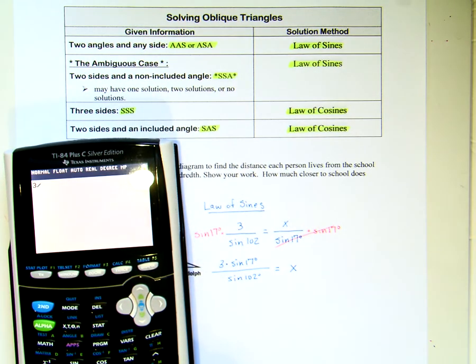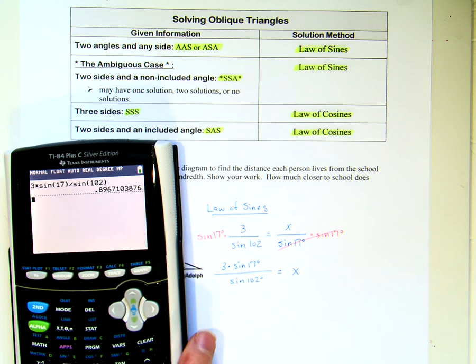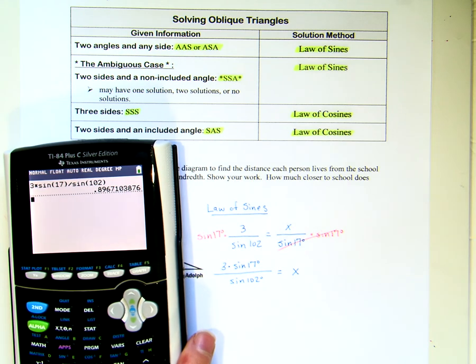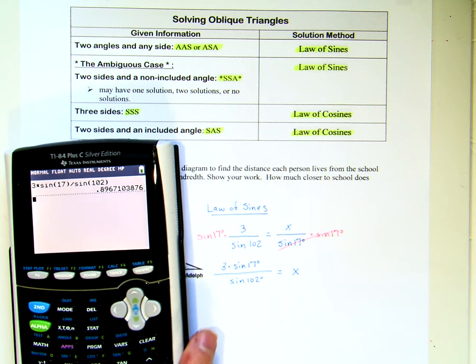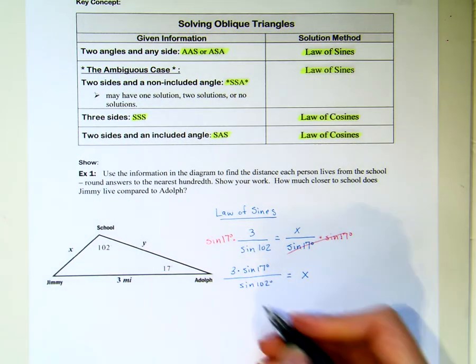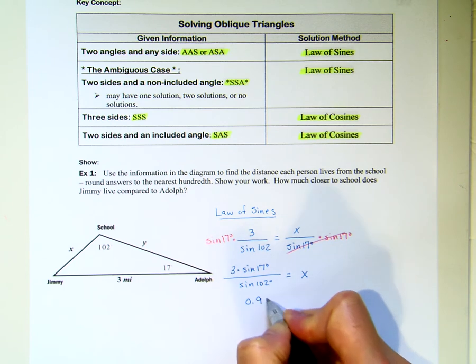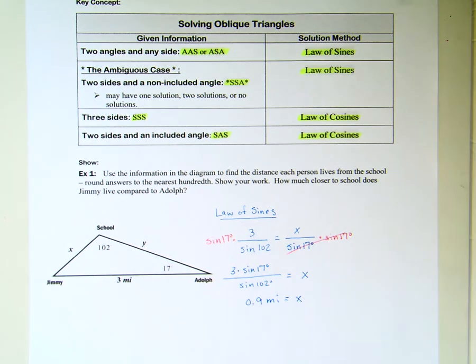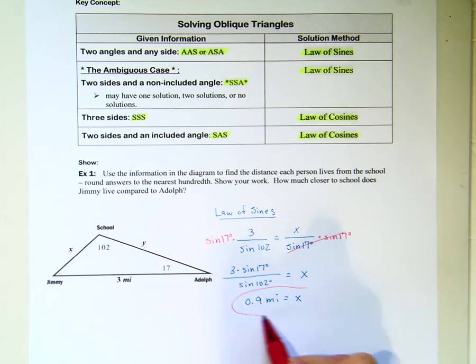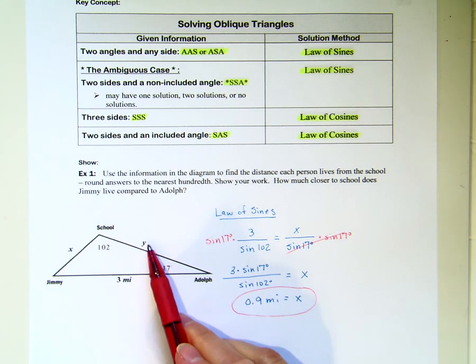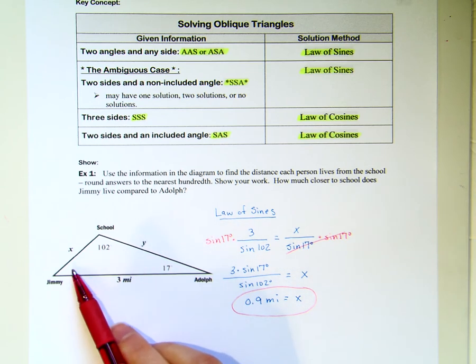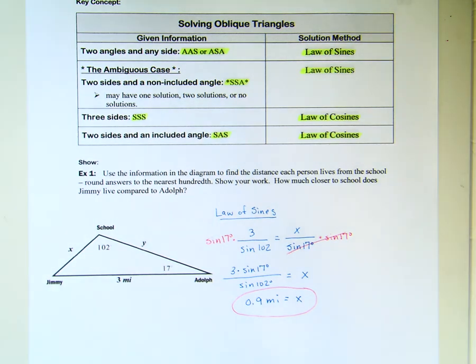3 times sine of 17 divided by sine of 102. So x should be about 0.9. About 0.9 here for our x value. And our unit is miles. Take a minute, folks, pause the video, see if you can find the side length for y. Now a quick hint, you're going to need this angle down here in order to do so. So pause the video, use the law of sines rule, and see if you can find y.